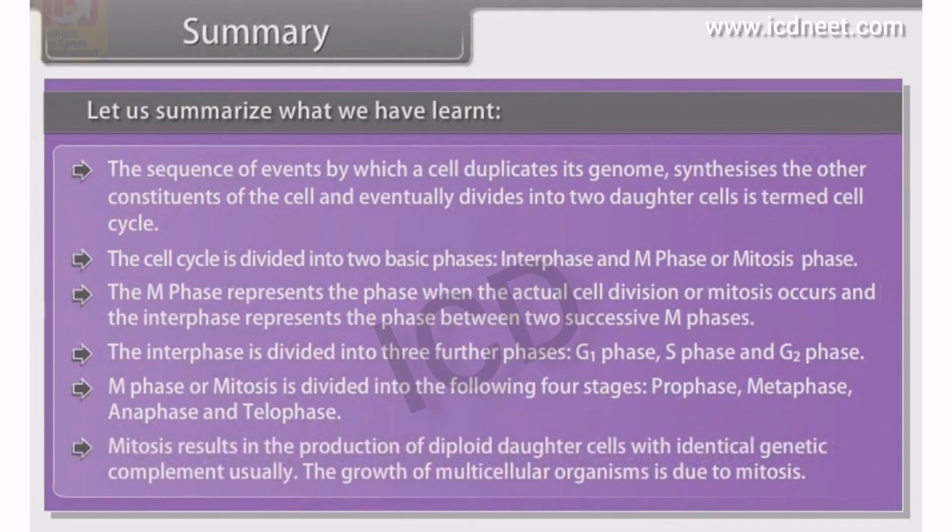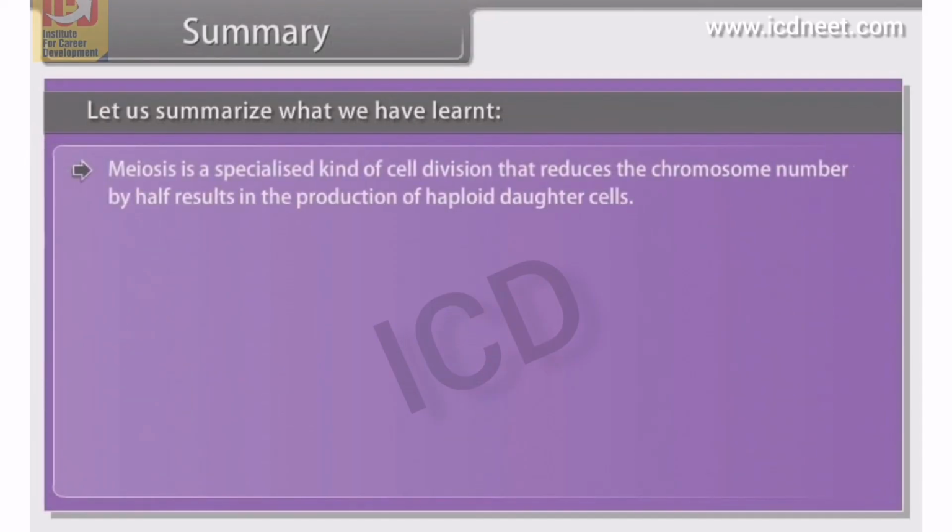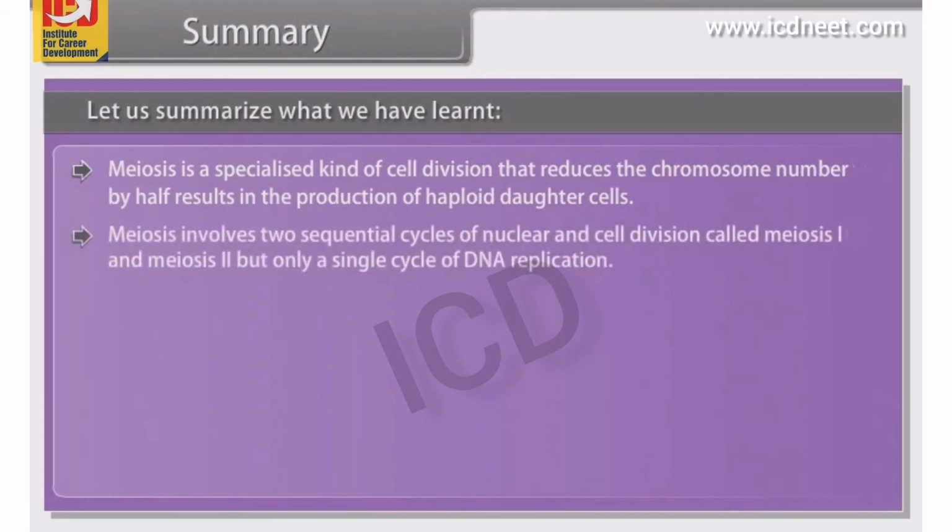Mitosis results in the production of diploid daughter cells with identical genetic complement usually. The growth of multicellular organisms is due to mitosis. Meiosis is a specialized kind of cell division that reduces the chromosome number by half, and results in the production of haploid daughter cells. Meiosis involves two sequential cycles of nuclear and cell division called meiosis I and meiosis II, but only a single cycle of DNA replication.